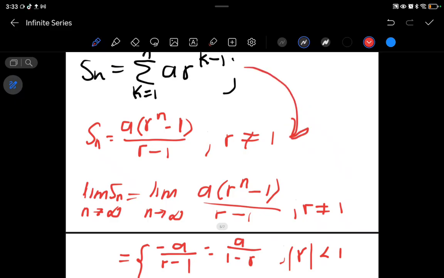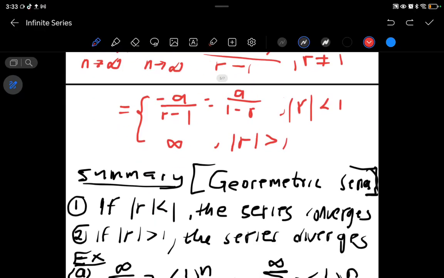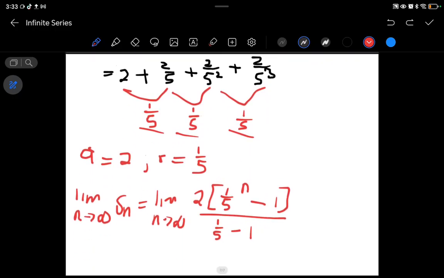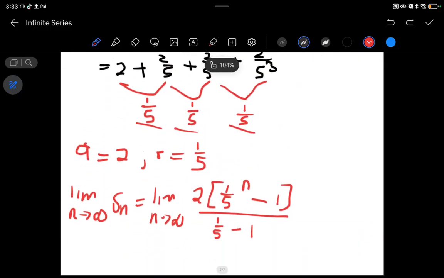We take this to this. Then we check now what is our value of r. Is the value of r less than or greater than 1? So we see that the value of this is less than 1. So this would force this to be 0 if it's less than 1. Right, we have the limit as n approaches infinity of 2 times (0 minus 1) all over 1 over 5 minus 1. What is that?